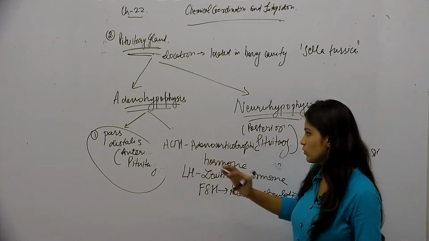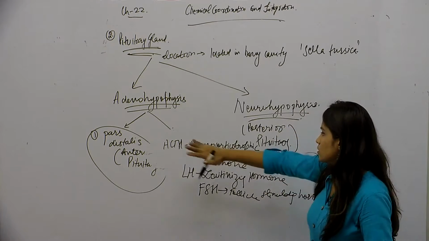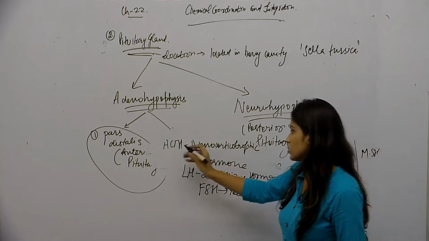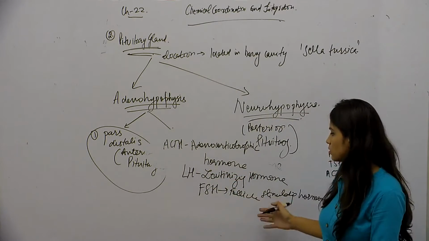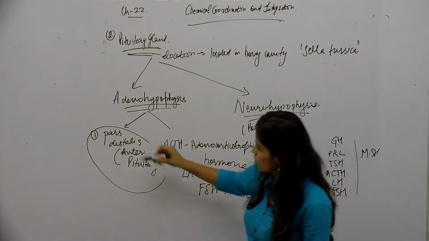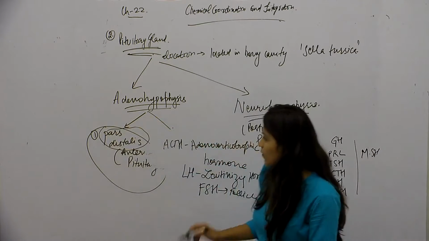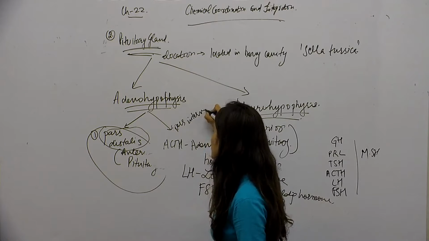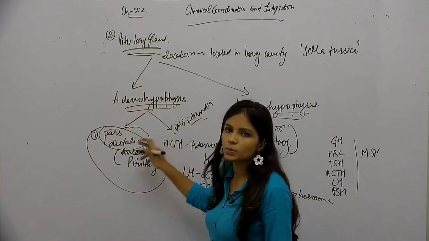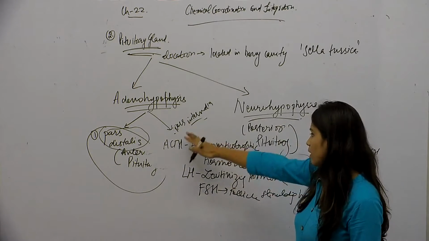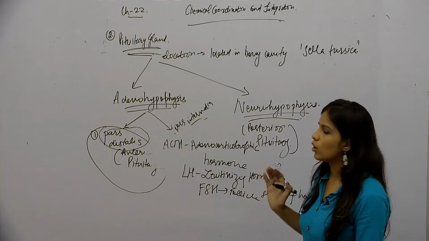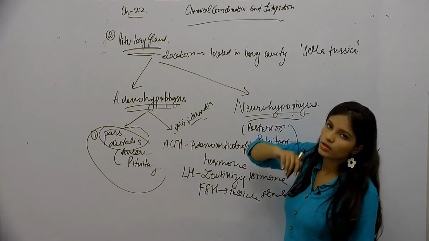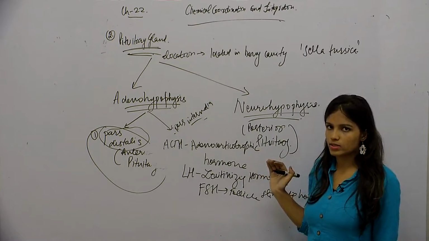I'll explain the details of each and every one. Right now I have explained to you the full forms of these hormones, which are only restricted to the pars distalis. There's the pars distalis, and the second one here is the pars intermedia. The pars intermedia is fused with the pars distalis. Now the pars intermedia only secretes one hormone, which is MSH.